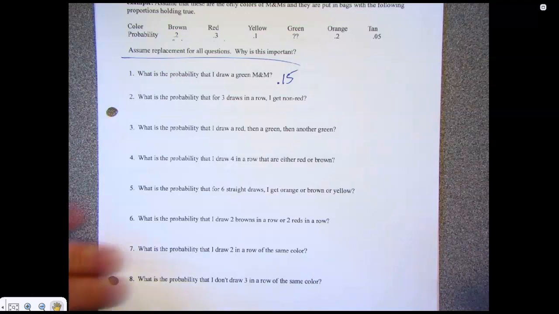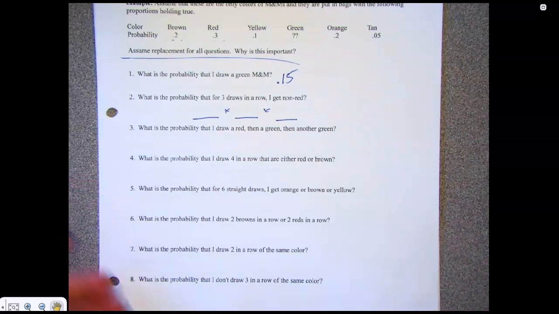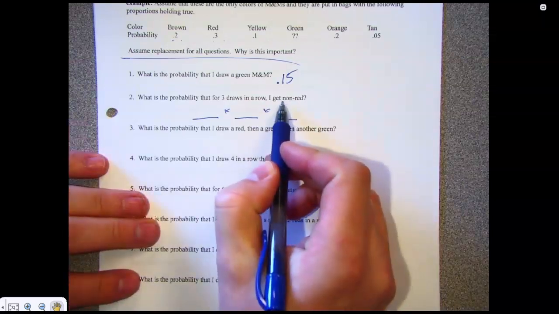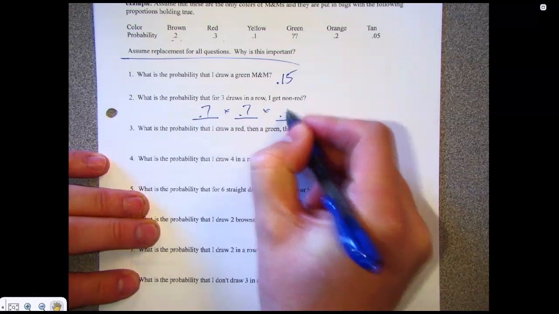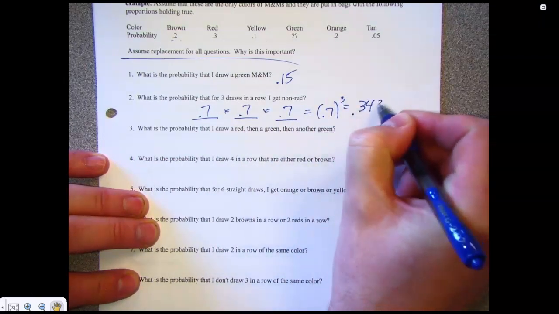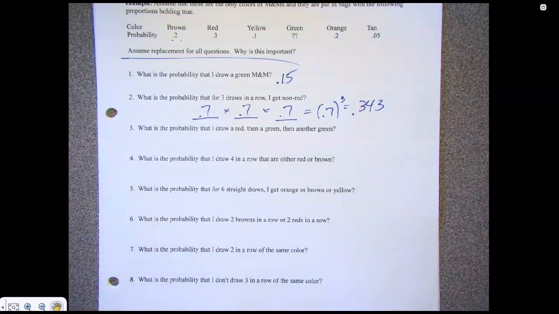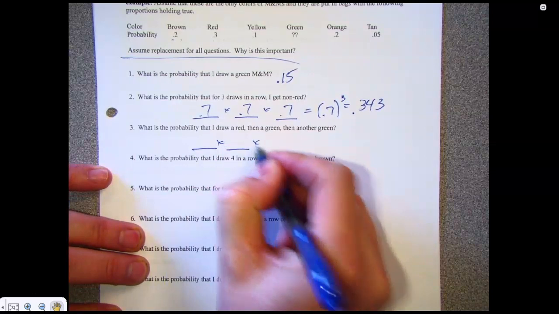Probability for 3 draws in a row, I get a non-red. So I draw, and then a draw, and then a draw. As long as your probabilities are independent, which these are because you replace, you just multiply them together. So the probability of getting a non-red is 0.7. That just happens 3 times, or you can just say, okay, that's 0.7 up there, that is 0.343.